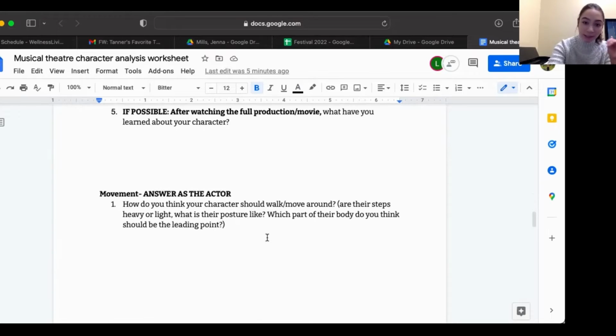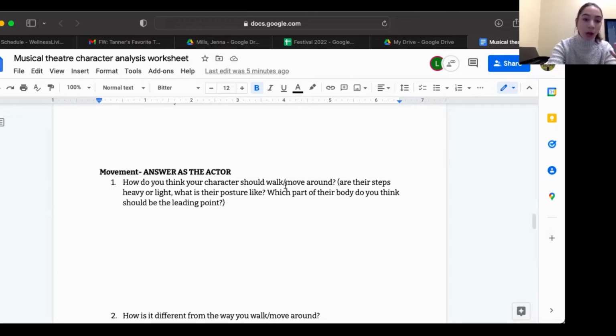And then we get into things like movement or blocking. So that is stage movement, how they're going to move around when they perform the song.